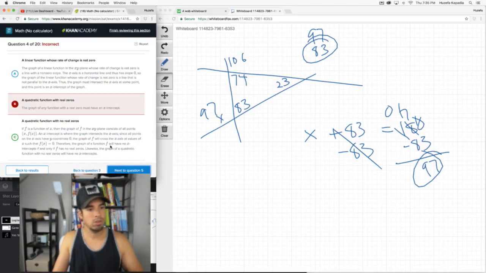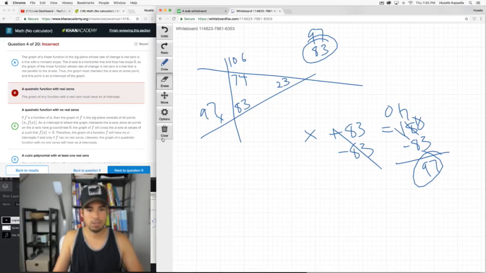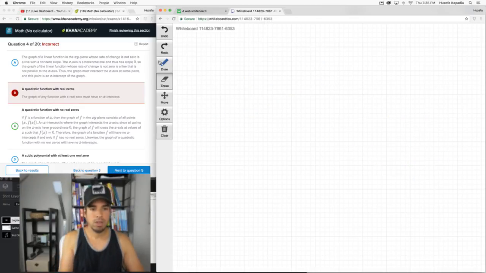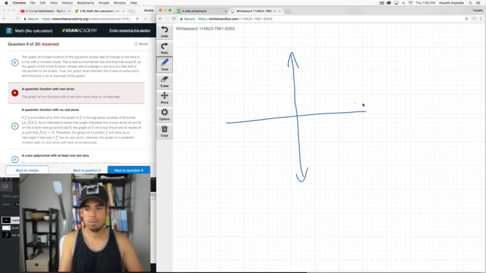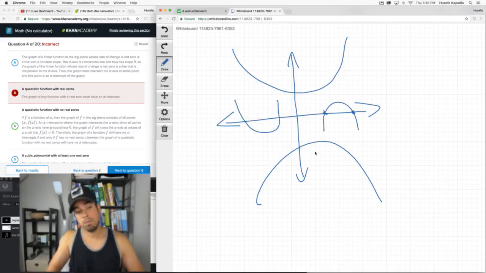This guy. Oh, shoot. I misread this. I meant to choose quadratic function with no real zeros. This was the one where it's not supposed to intersect the x-axis, and I think I misread that. With no real zeros is like one of these, meaning it never hits the x-axis. I picked it accidentally with real zeros, which would be like this, where it actually has zeros on the x-axis. So, yeah, went a little fast, made a little mistake, but hopefully that one made sense.